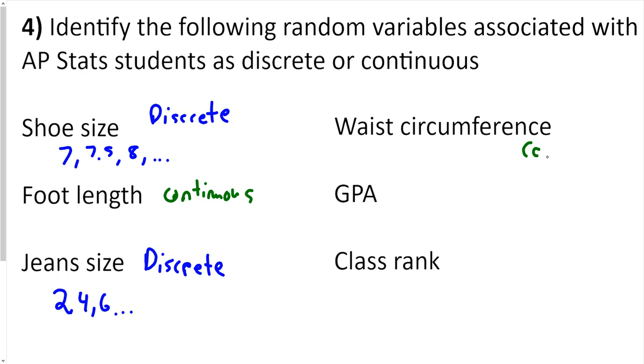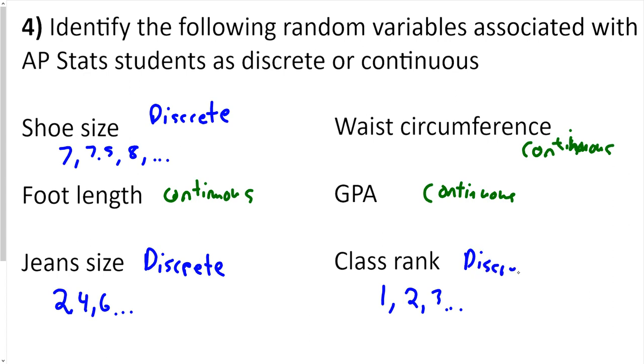We got two more. GPA and class rank. GPA, like if you look on your Infinite Campus, you can have a GPA with several different decimal points. It is continuous. And some of those are even rounded. Whereas class rank, you literally are number 1 in your class, number 2 in your class, number 3 in your class. There is no 2.5. So that is a discrete random variable.